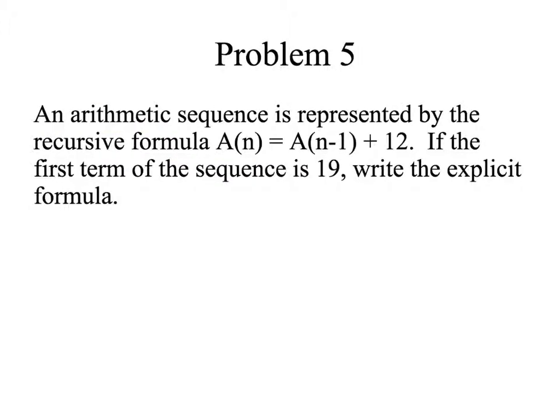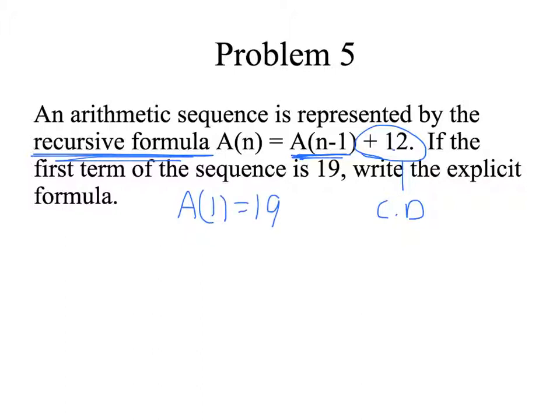We have an arithmetic sequence represented by this recursive formula: a sub n equals a sub n minus 1 plus 12. If the first term of the sequence is 19, write an explicit formula. So you have to realize, what's this 12? The 12 is representing the common difference, because you're taking the term before it and you're adding on 12. So that's one thing you have to identify. That's the common difference. The first term, A1, was 19.